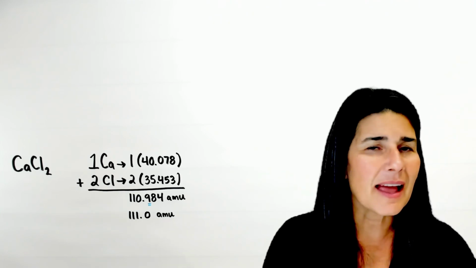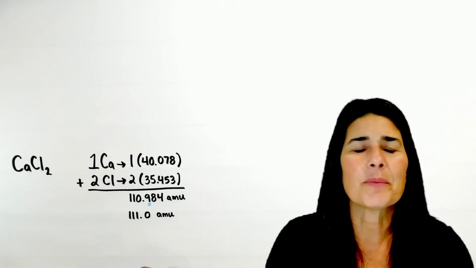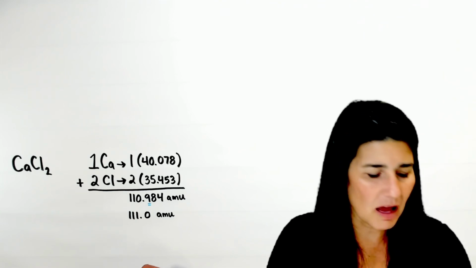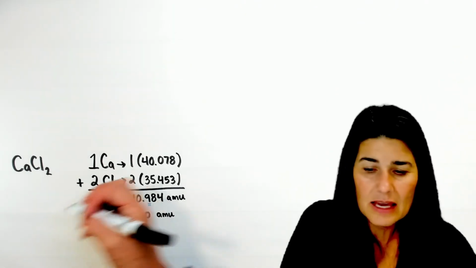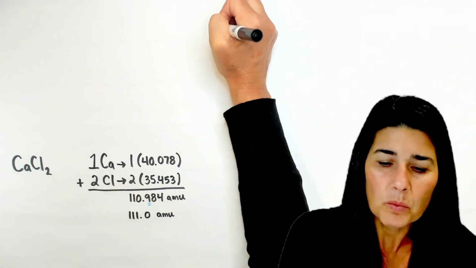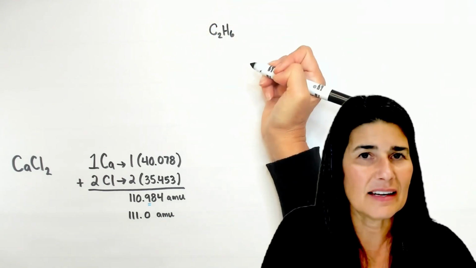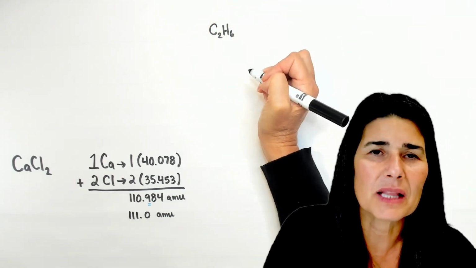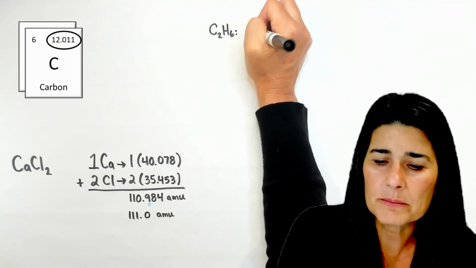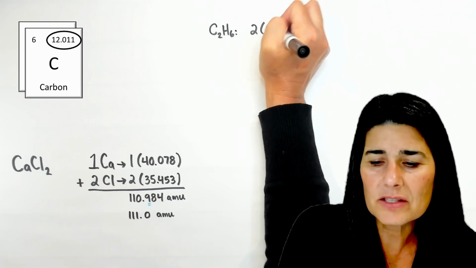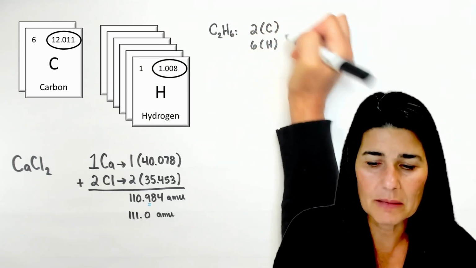All right, that was for calcium chloride. Let's try a molecular weight. So formula weight, ionic compounds. Molecular weight, we're going to do that for covalent compounds. The specific covalent compound that I want to use is C2H6, ethane. So if we calculate the molecular weight of ethane, I notice that I've got 2 carbon atoms. Okay, what else do I have? I have 6 hydrogen atoms right here in my formula.